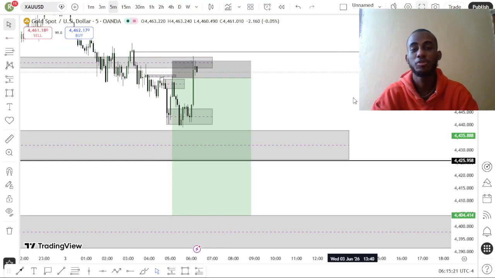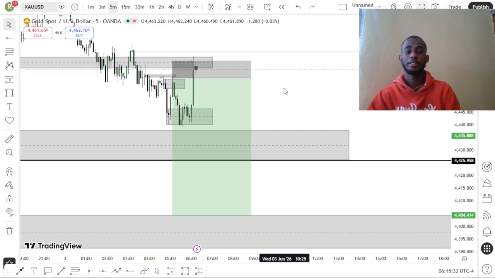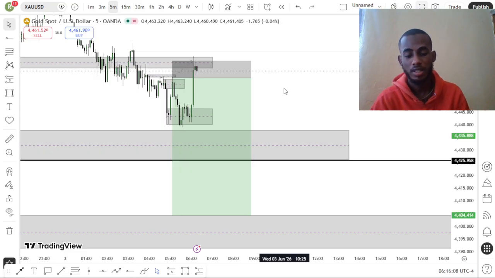Guys, just like that, we have been stopped out by the market. The market just came above this zone and took our SL. But guess what? We do not care. Tomorrow we will be back again to the same market, with the same spirit, with the same strategy. That is how we move. So right now, guys, we have just lost $336.66 in gold.